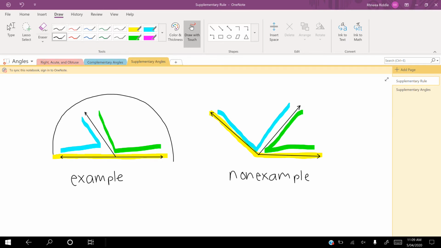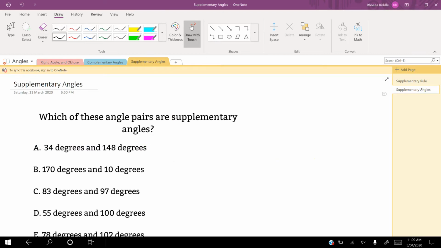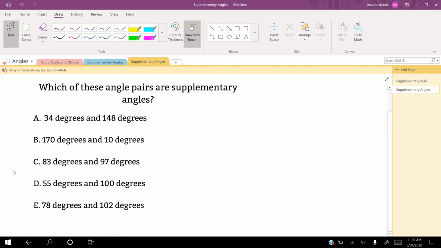So we're going to go over here and we're going to do some example problems. So just like with the complementary angles, we have to figure out which one of these add up to be 180 degrees. So we're going to do the first two together. So we're going to start with A. So we have 148 degrees and 34 degrees. So we want to add those up.